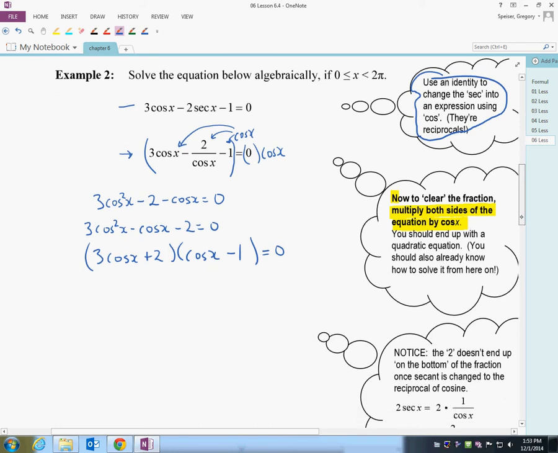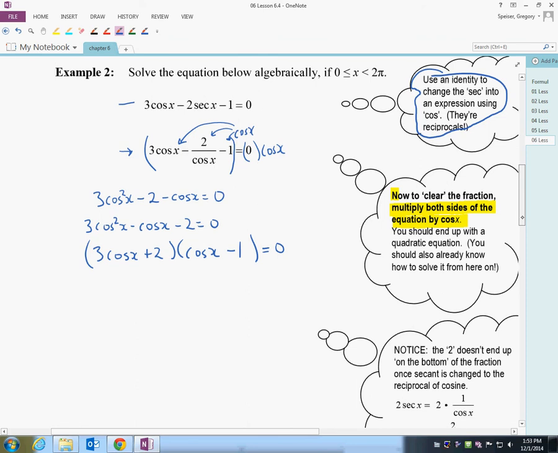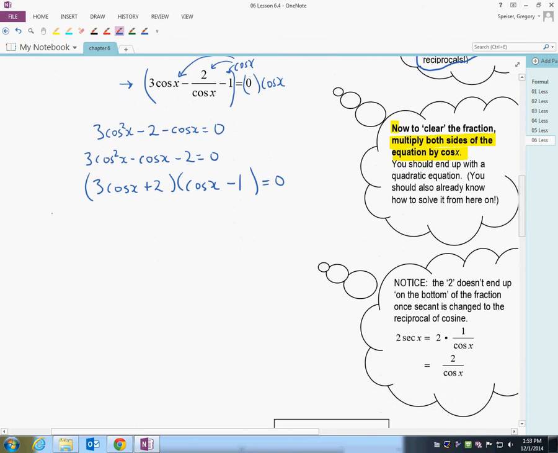Now this should be a fairly familiar route now to the end. So we're going to say, well, one option here is that 3 times the cos of x plus 2 equals 0, or the other one here is cos of x minus 1 is equal to 0. So let's follow this left-hand path here first. So 3 times the cos of x is going to be equal to negative 2. Cos of x is equal to negative 2 over 3.